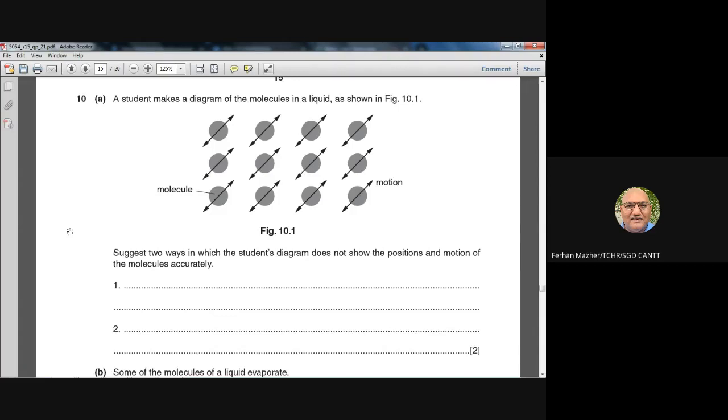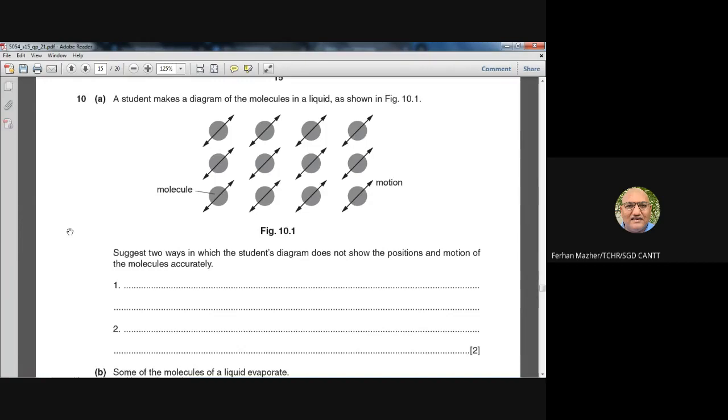He was trying to draw the molecules of the liquid. So we have to describe two ways in which we can argue that these are not a good representation of the molecules of a liquid. So, for example, they are arranged in a regular pattern. If you look at the diagram, he has arranged the molecules in a regular pattern. That is never the case with a liquid. The molecules of a liquid cannot be arranged in a regular pattern.